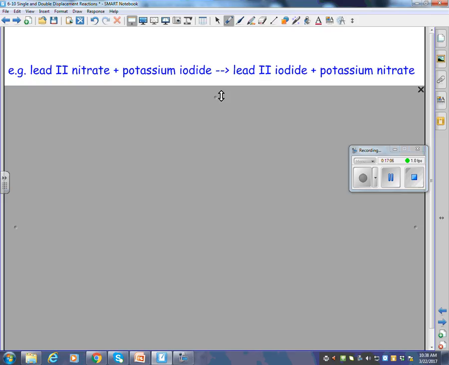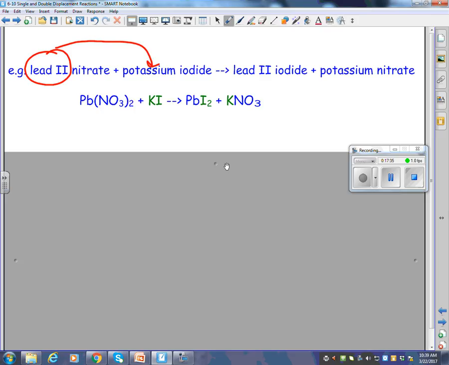Lead 2 nitrate plus potassium iodide gives you lead 2 iodide and potassium nitrate. So which things have switched? The iodide did. Lead 2 nitrate. So the lead is with the nitrate, right? But now the lead goes with the iodide, right? And the potassium does what? He goes over here, right?